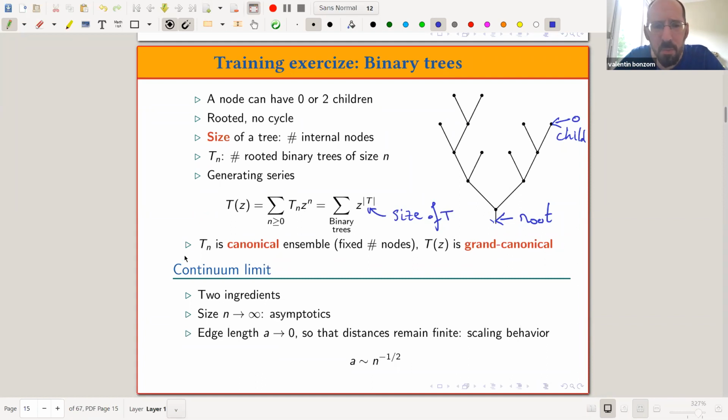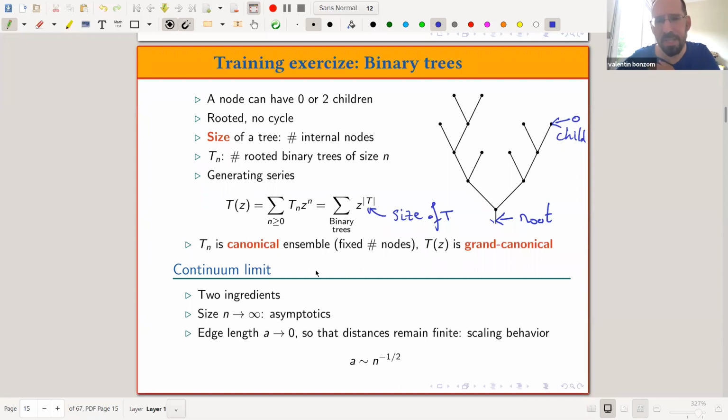Okay, so in more physical terms, you may say that Tn is the canonical ensemble because you have a fixed number of nodes. You know, you have many trees with a fixed number of nodes. And T of Z is grand canonical in the sense that you do not fix the number of nodes anymore, but you have a chemical potential instead, which is Z. Okay, Z is a chemical potential.